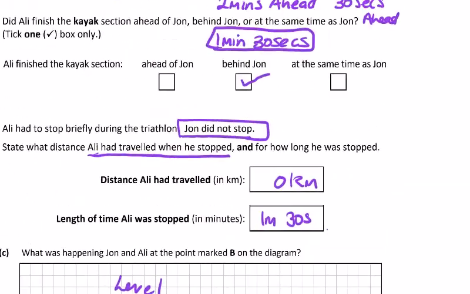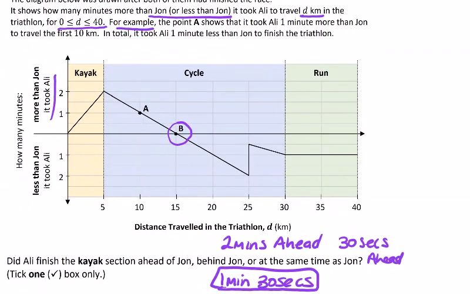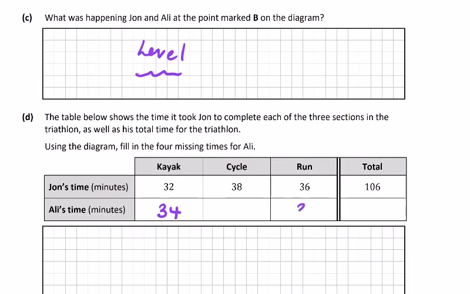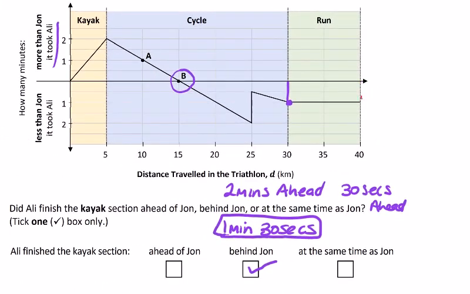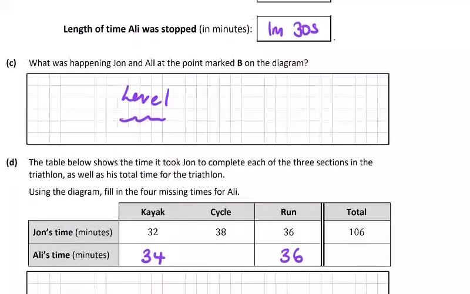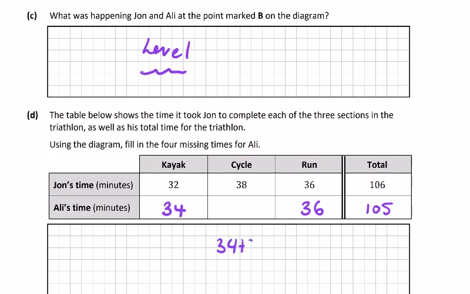So let's go back to the diagram, see where it's easy to start. We can see with the run, 1 minute ahead, there's no difference here. So the run took them the same length of time, definitely. So 36. And then the total time also, it took Ali 1 minute less, this section here. So if it took Ali 1 minute less, it was 105. So the maths involved here, 34 plus 36 is 70. So this will be 35 in the middle here for the cycle. 105 minus 70 is 35.